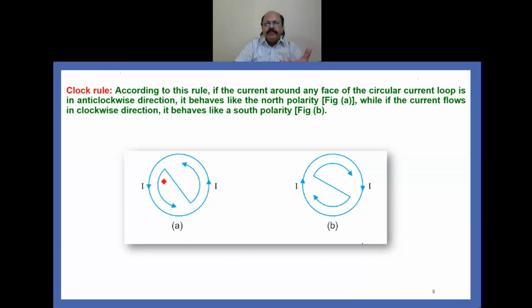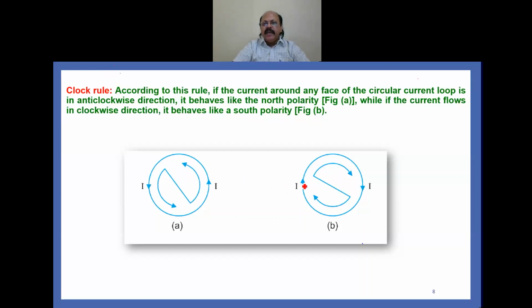Now when you draw this current loop on a copy and draw the current in the anti-clockwise direction and mark N on it, and when you reverse the page and look at the other side, then the direction of the current appears clockwise and this N appears as S. So that indicates that if the current is flowing in the anti-clockwise direction in the current carrying loop, then that face behaves as a north polarity.